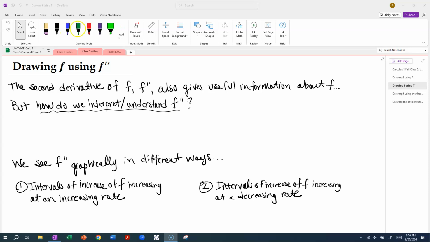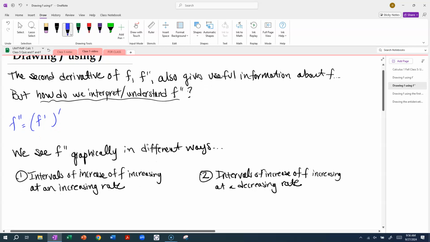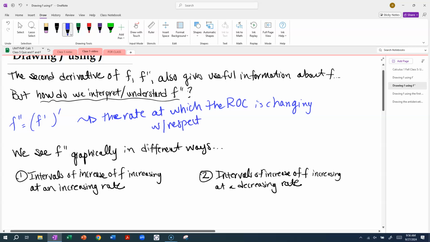If we think about the derivative, the second derivative is the derivative of the derivative. So f' is the rate of change in f with respect to x. What this means for us is that the second derivative is the rate at which the rate of change, the instantaneous rate of change, IROC, is changing with respect to x. So it tells us how the rate of change is changing.